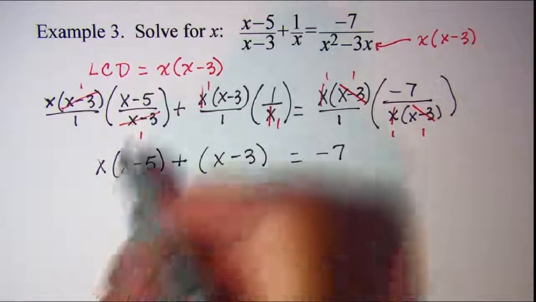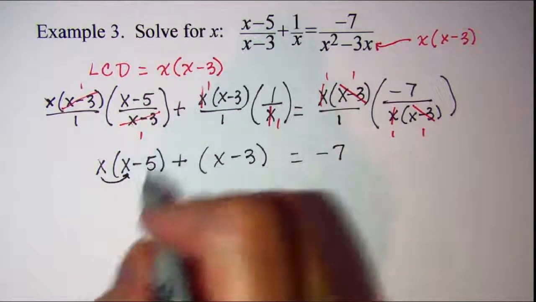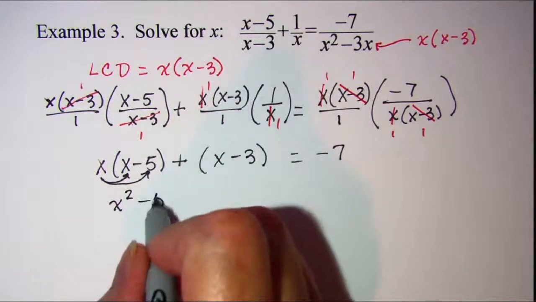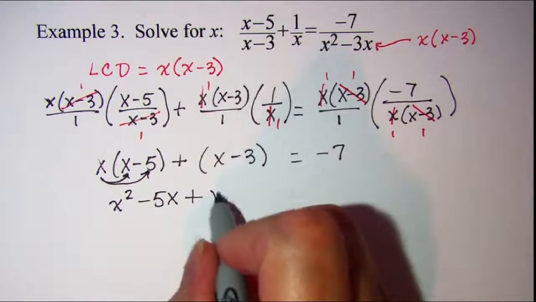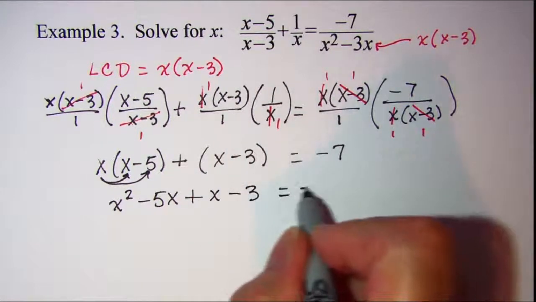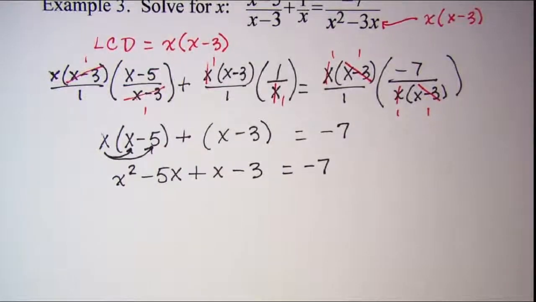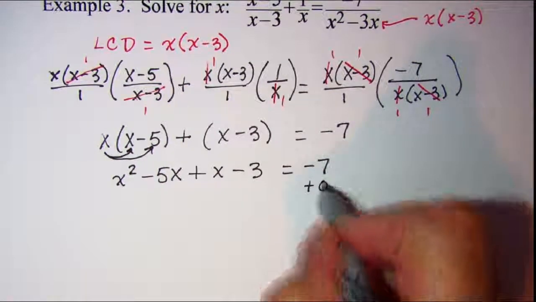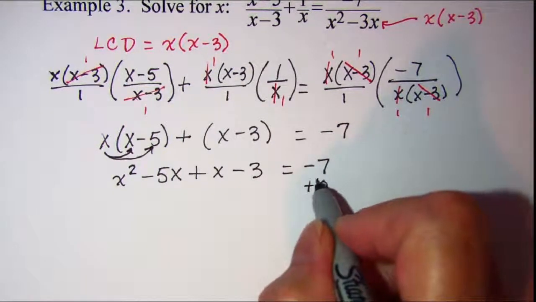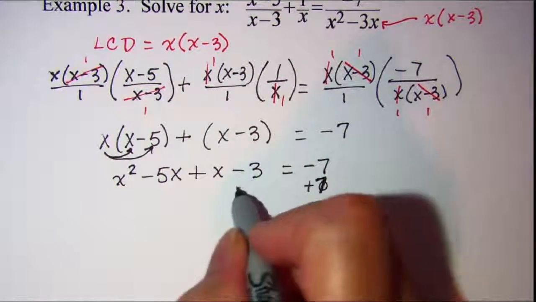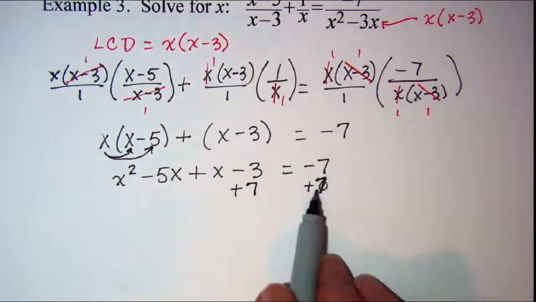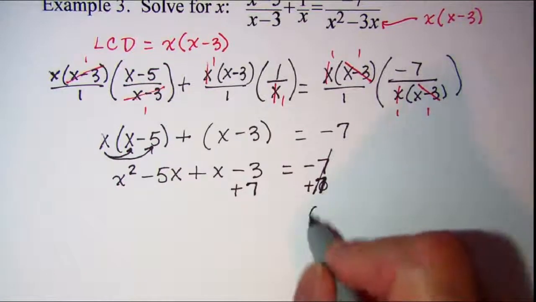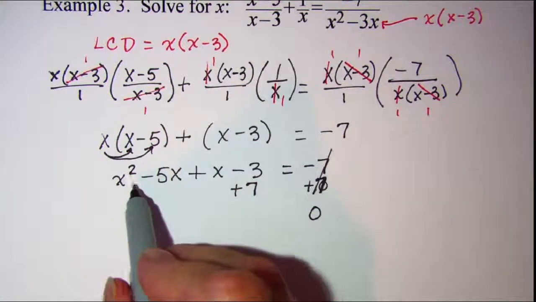So this is nicer. Let's distribute this x. We have x times x is x². x times -5 is -5x. And then plus (x - 3) equals -7. I'm going to put everything on one side and set it equal to 0, so let's add 7 here, to see what operation I want to use to solve this. -7 and positive 7 is going to cancel, and I have 0. And then I have x².